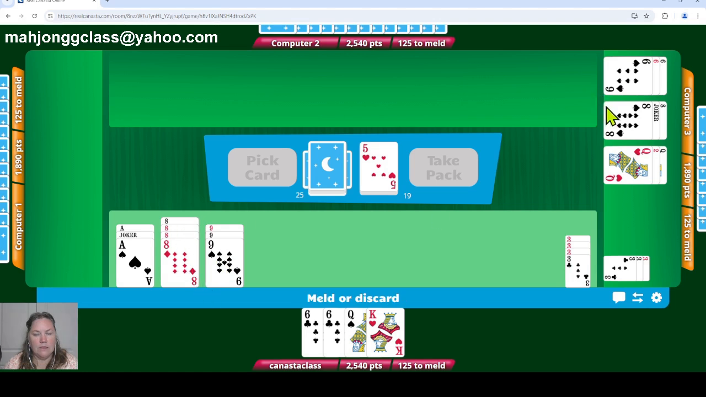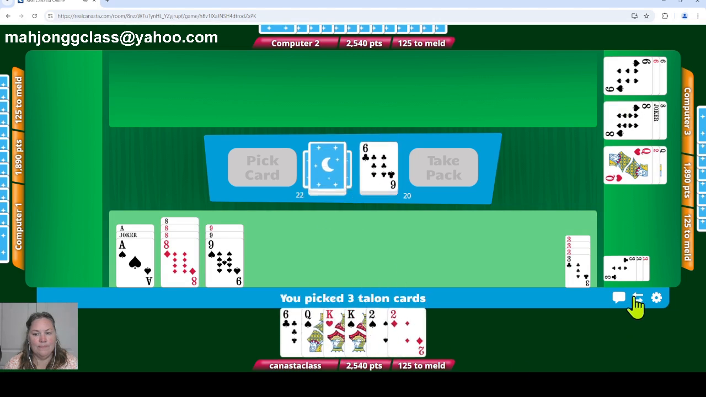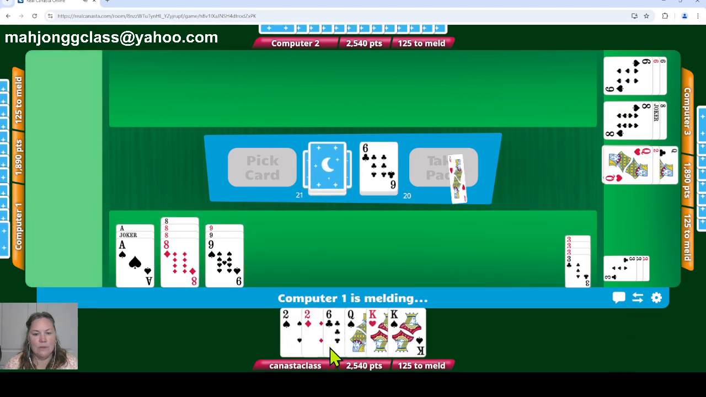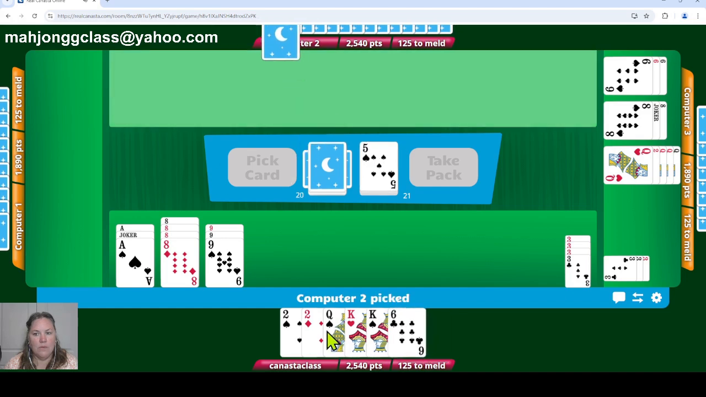I was thinking that would be a good discard. I should have held an 8 and discarded it, and I would still have my points. I'm going to discard a 6. Oh, good. He didn't have it. Oh, and he put out his queen.